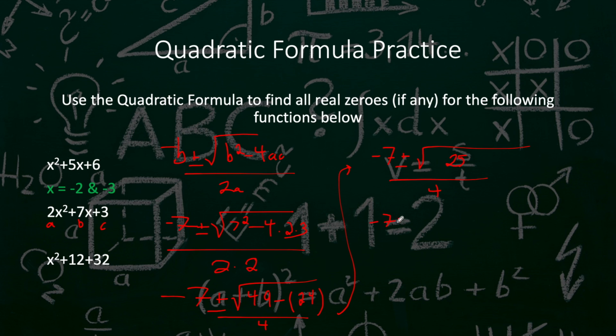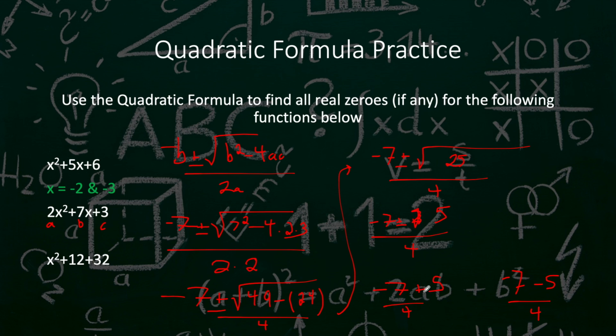-7 plus or minus the square root of 25, which is 5, all over 4. Just like the last problem, we have to split this up. So we'll have -7 plus 5 over 4 and -7 minus 5 over 4 as our zeros.